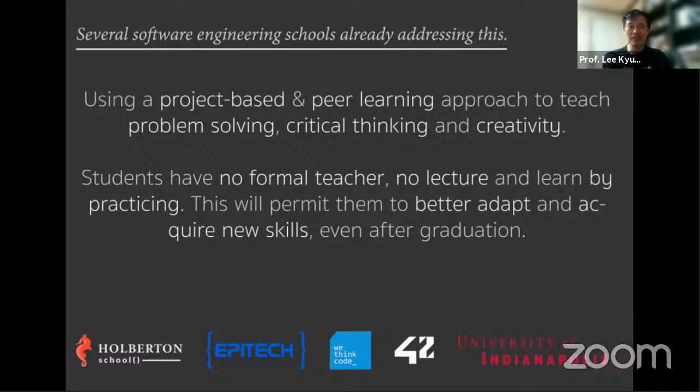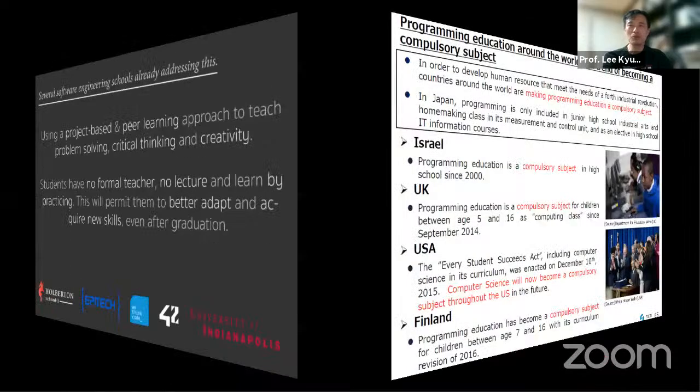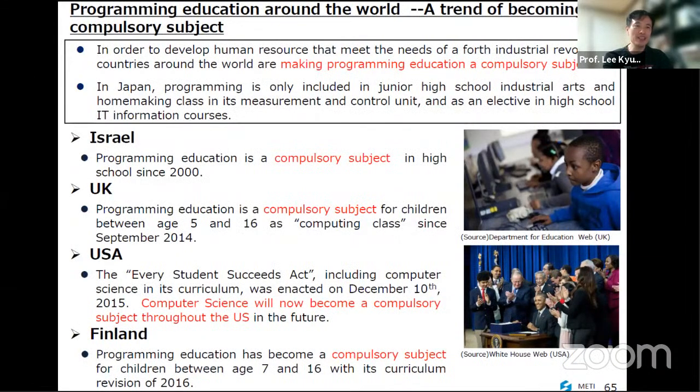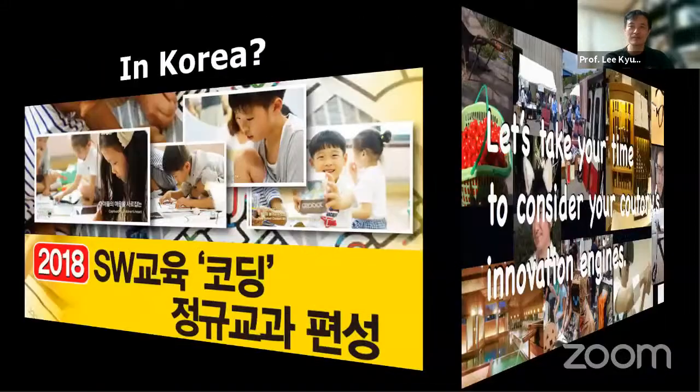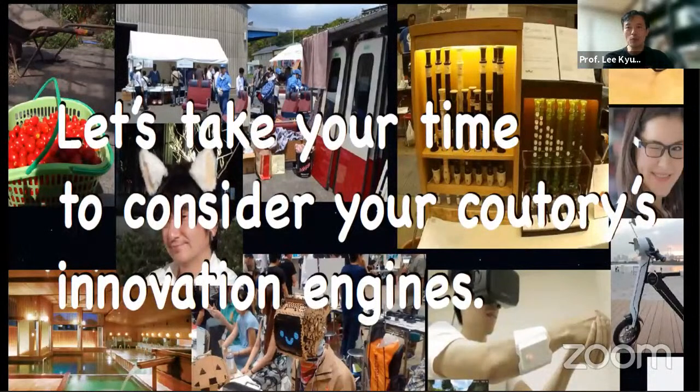In many countries, maybe Israel, the UK, the USA, and Finland, IT, especially coding, is a compulsory subject. In Korea, we have taught how to code from elementary school since 2018. Korea is one of the advanced countries preparing for the era of the fourth industrial revolution. Here are many professors and maybe students. We have to think and prepare what we should do for the new education.